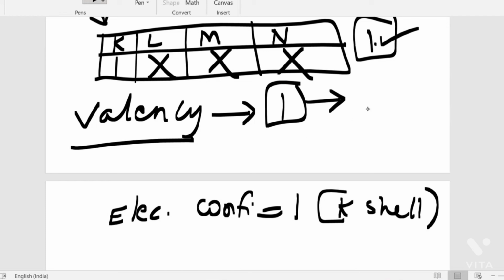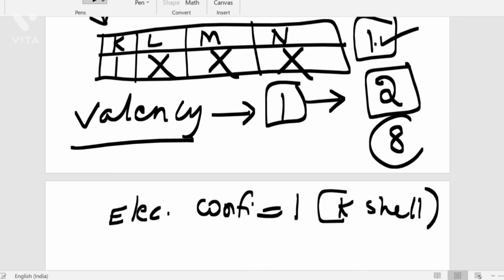So what it will do, according to the number of electrons present in the last shell, that is the ultimate shell, it will try to gain or accept, that is gain means accept, or donate some electron. It has to see the nearest noble gas valence. The nearest noble gas is 2 or 8. So which is the nearest one? 2. So what it will do? It will be donating 1 electron or accepting 1 electron.